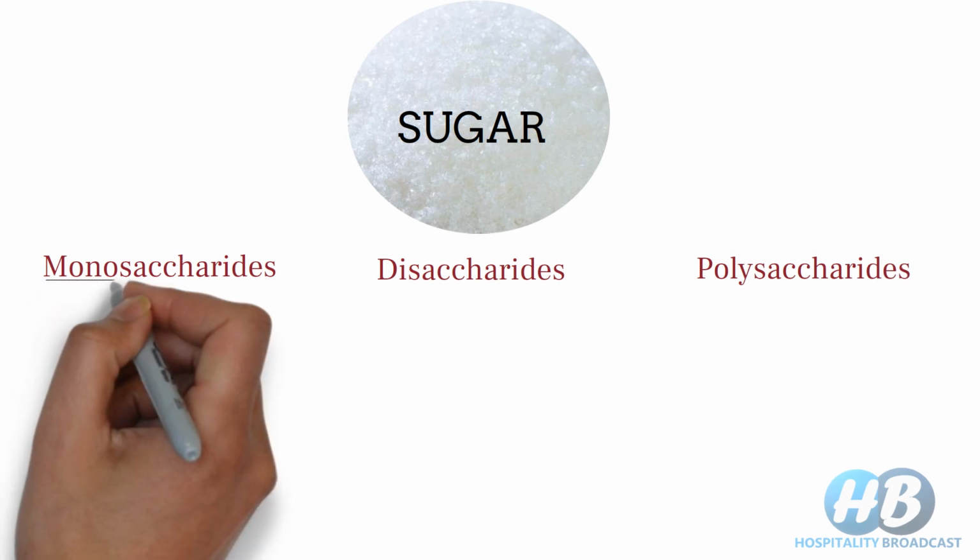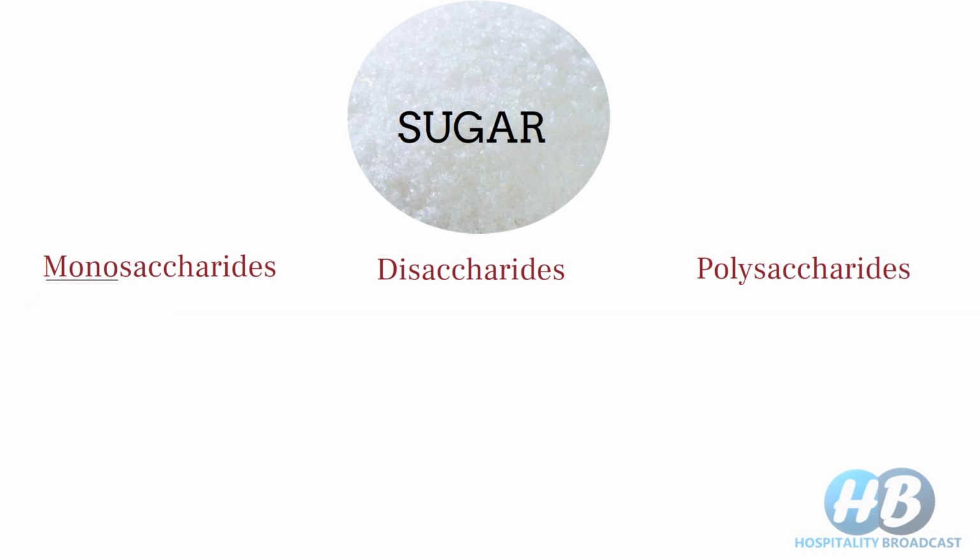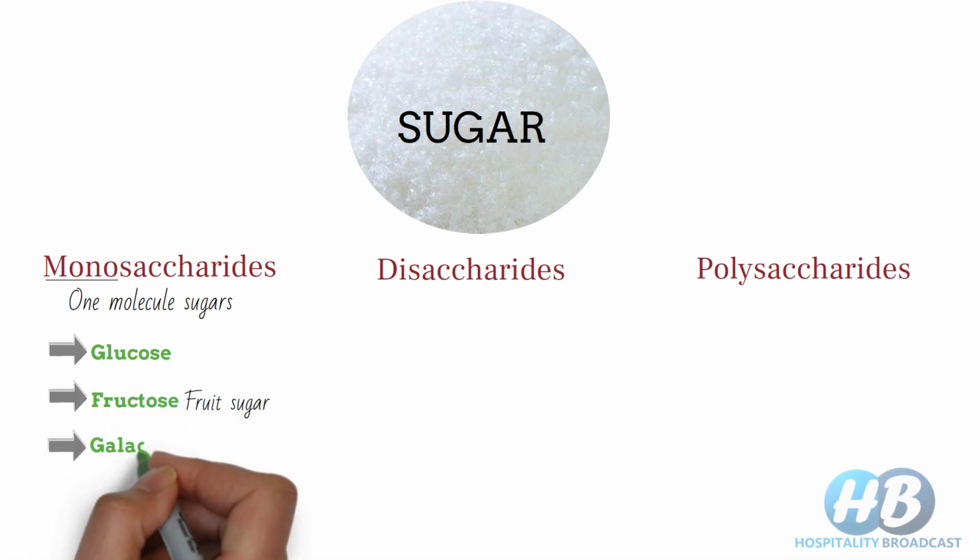Monosaccharides, here mono means single. These are one-molecule sugars. These are glucose, which we normally find in all food items, fructose, from fruit sugar, and galactose, from milk.